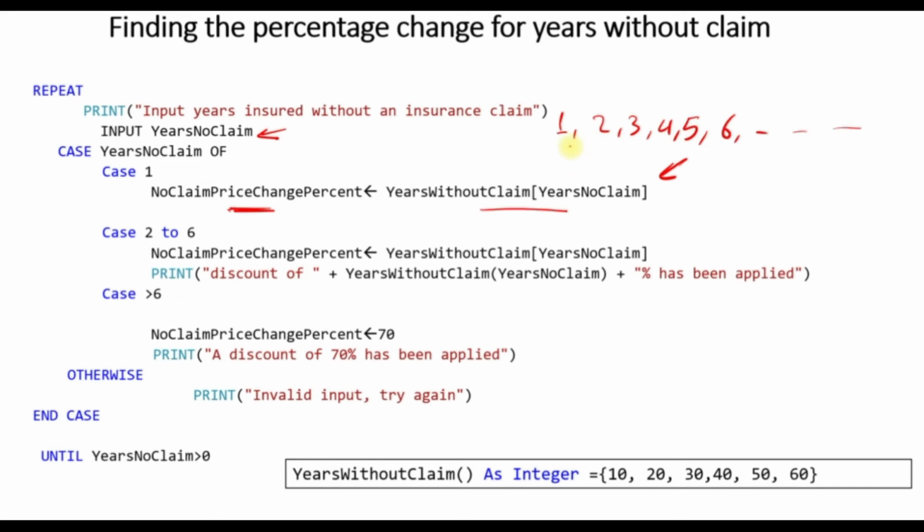Let's say for example he inputs 2. Okay, the user inputs 2 here, so the 2 will be stored in years no claim. This is variable here, so the value here is 2. So 2 is stored here in this variable. Now case 1, which is representing the years no claim, if it's 1, no it's not 1 since the value is 2, so we'll skip this part.